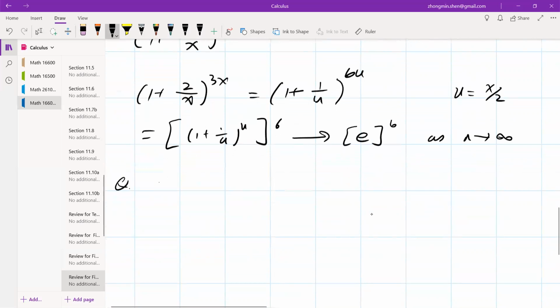How to find the derivative at a point of the inverse, the derivative of the inverse.